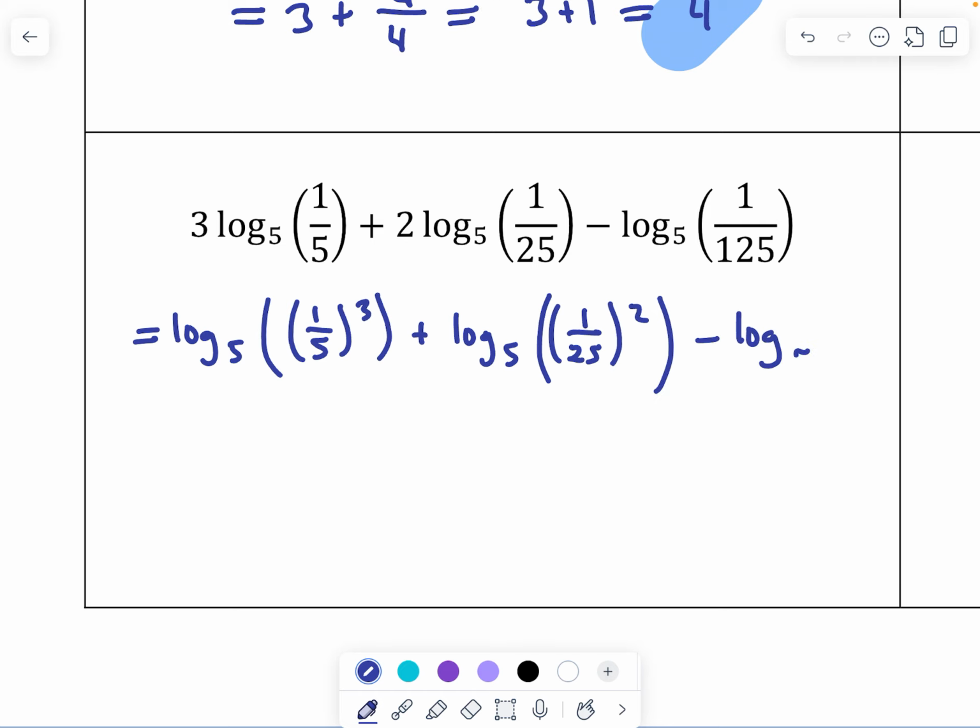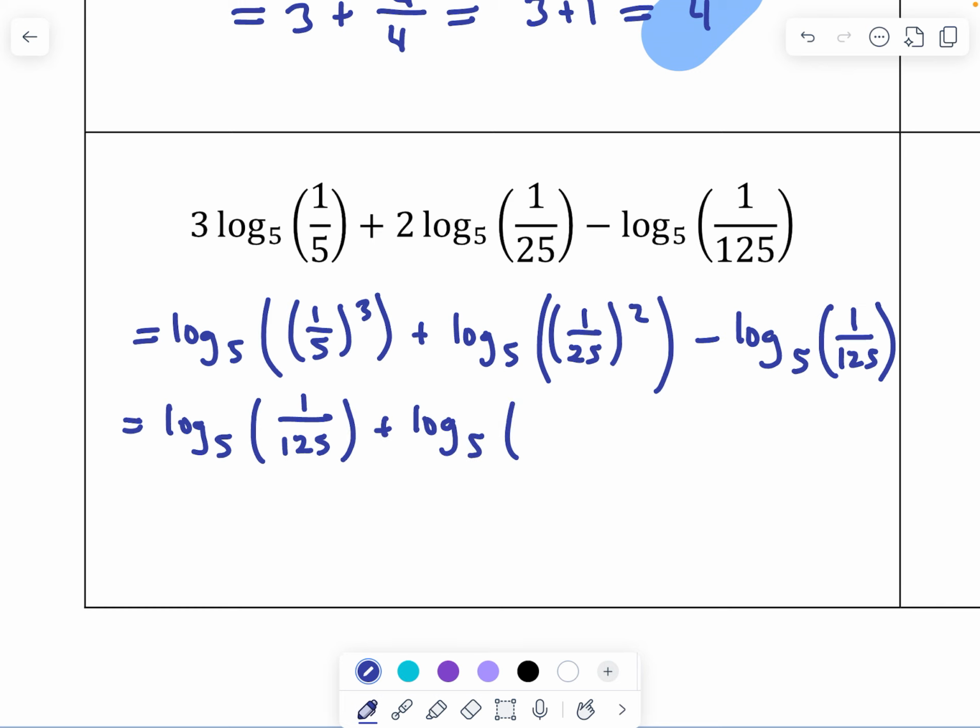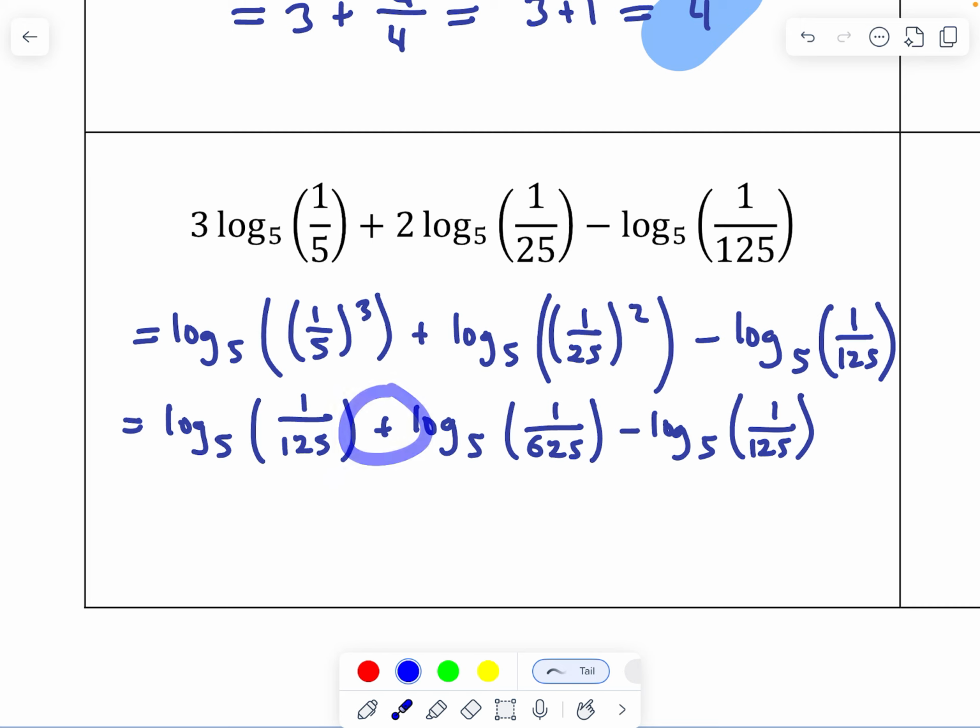Nothing happens here. Which is log base 5 of, let's see, 1 over 5 cubed is going to be 1 over 125. 1 over 25 squared is going to be 1 over 625. Nothing happens with the last one. Okay. So I'm going to knock 2 steps out in one. Addition corresponds to multiplication and subtraction corresponds to division. So I could write this as log base 5.